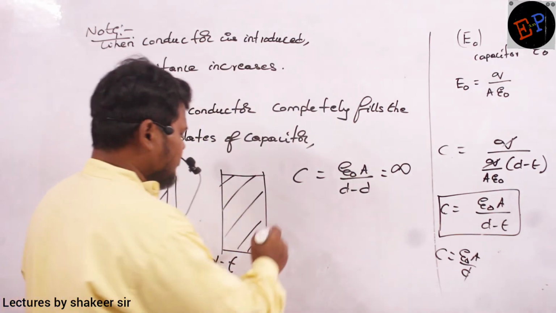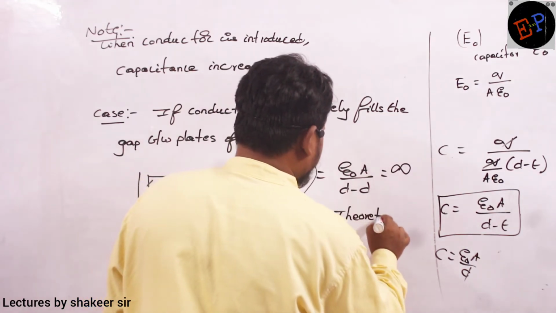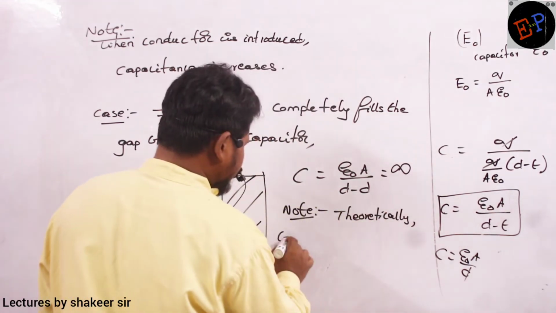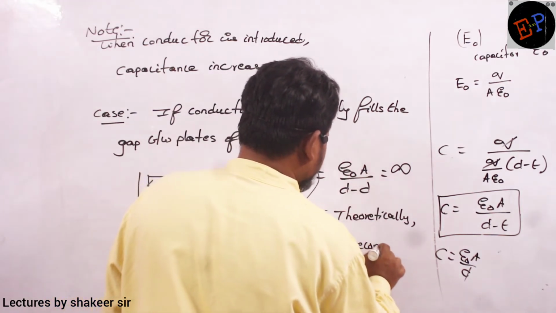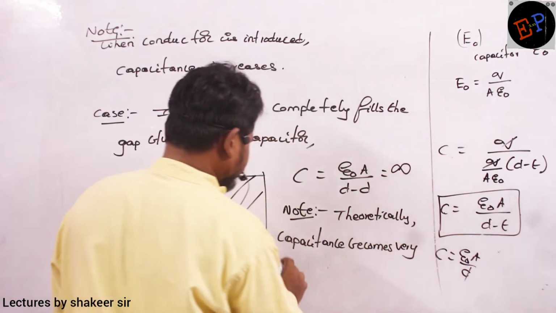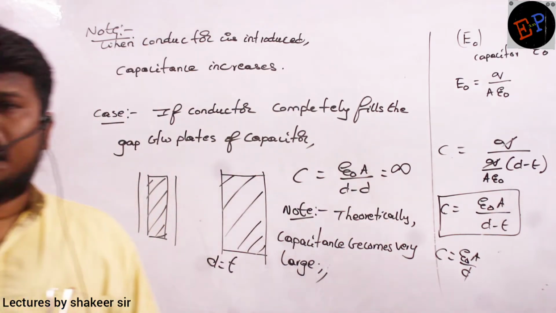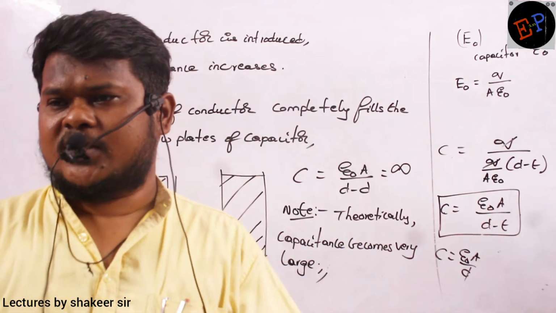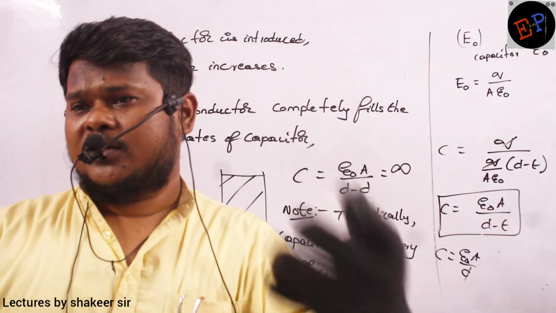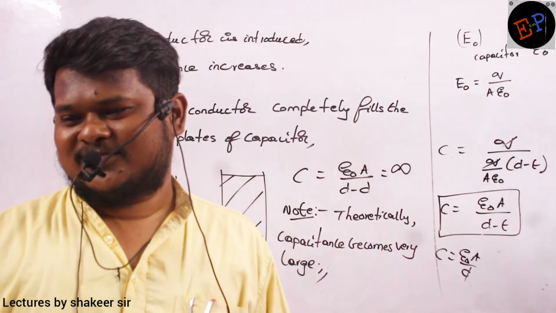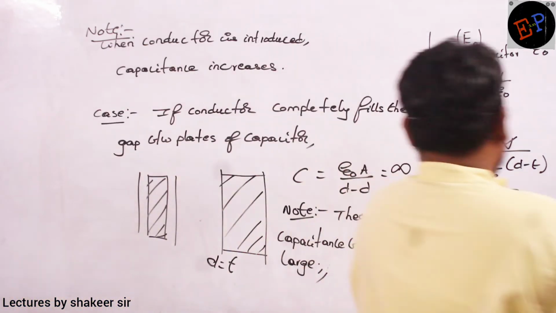Clear? So therefore, what is the note point I have to write? The note point is that theoretically, capacitance becomes very large. So if capacitance becomes very large, I can store a lot of charge, no? What is meant by capacitance? Ability to store charge. That's the capacitance. So if capacitance becomes infinite, it means I can store an infinite amount of charge, which is not practical. Theoretically, it is correct. Understood? That's it. Write down.